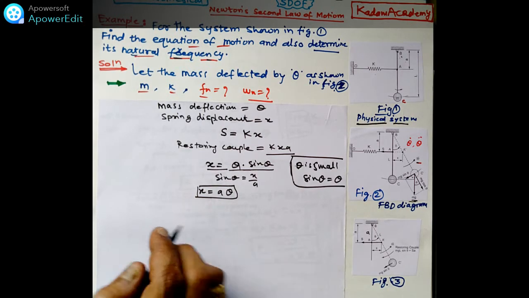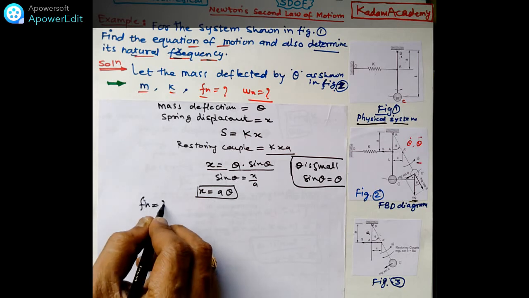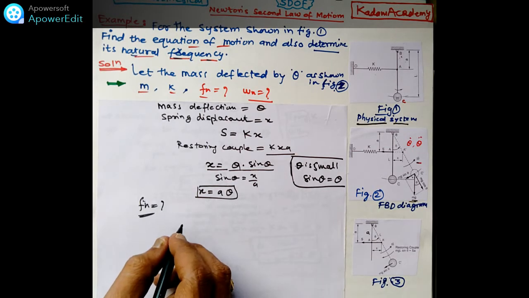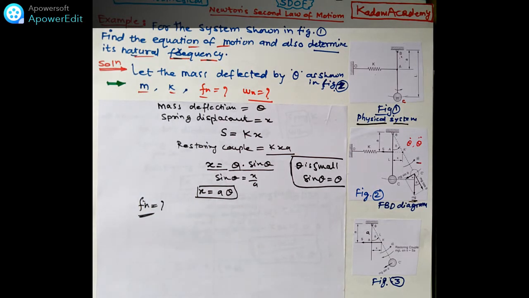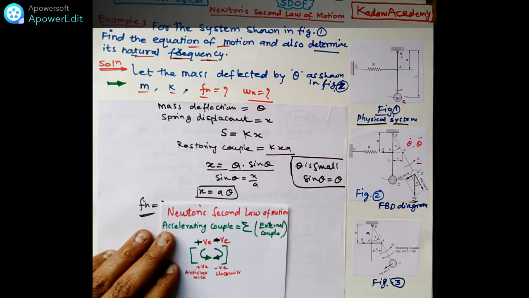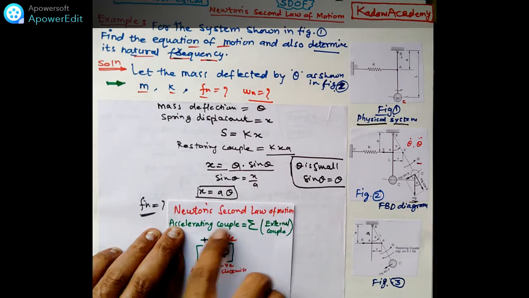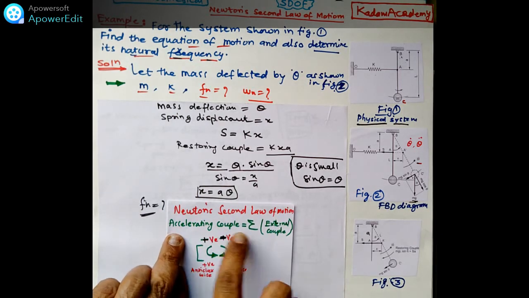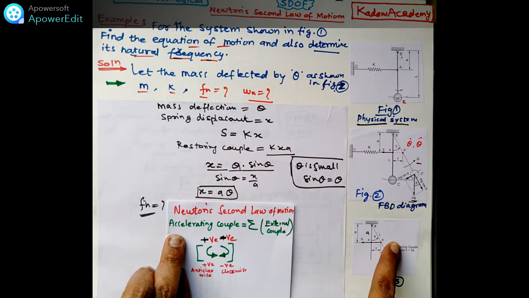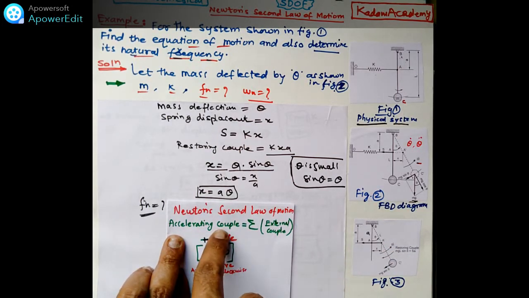Now we want to find out fn. How to find it? By using Newton's second law of motion. Friend, I will show you the formula for Newton's second law of motion. The accelerating couple, see, this is the accelerating couple in this diagram, when the bob is moving from this direction to this direction, this is I theta double dot.